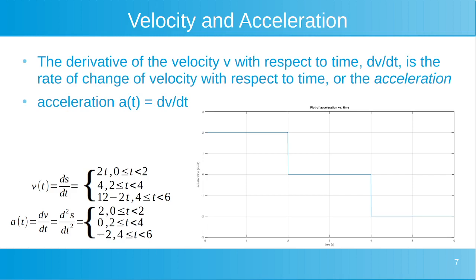Then we can see that between 2 and 4 seconds we had a constant acceleration of 0 meters per second squared. So there was no acceleration and we had a constant velocity. And we can see for a time of between 4 and 6 seconds that our object was decelerating. So there was a constant acceleration of minus 2 meters per second squared.